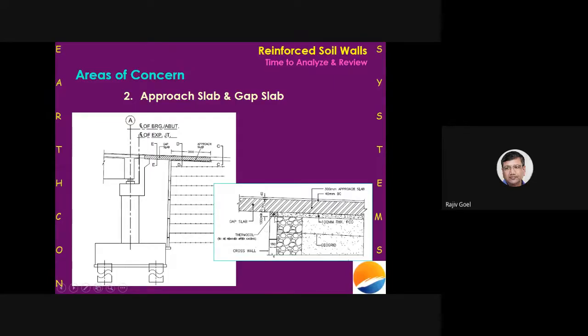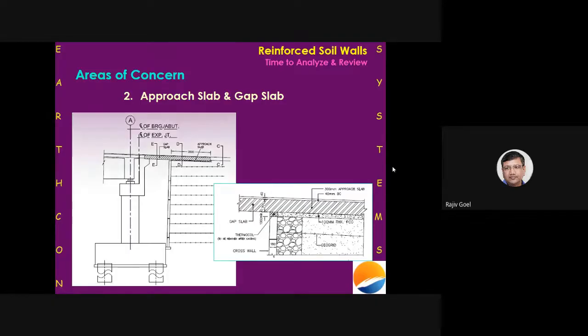And a very, very important thing is that this thermocol to be placed on top of the panels here is basically to ensure that there is no direct load transfer to the fascia panel. It is a crime if you do not put this thermocol here, and you cast your approach slab and gap slab, and then this structure starts deriving its support on the fascia panel. No, the support has to be derived from the fill behind, not from the fascia panel.